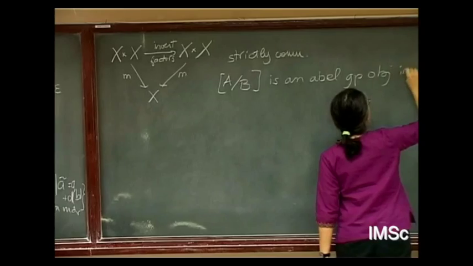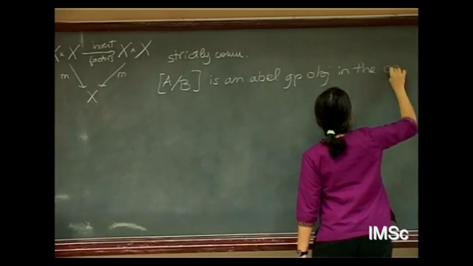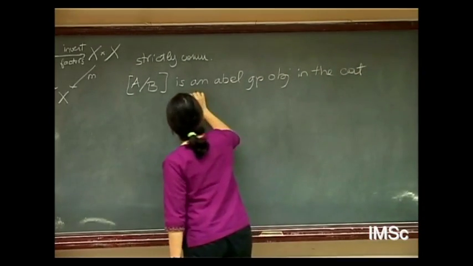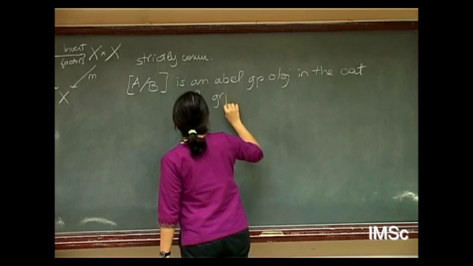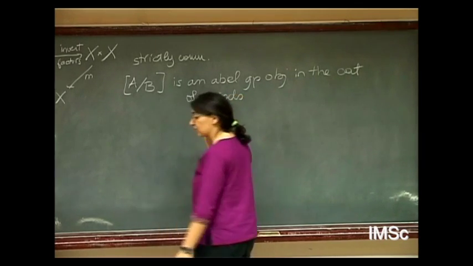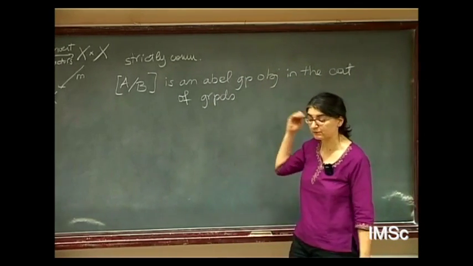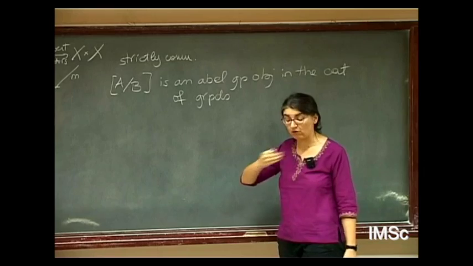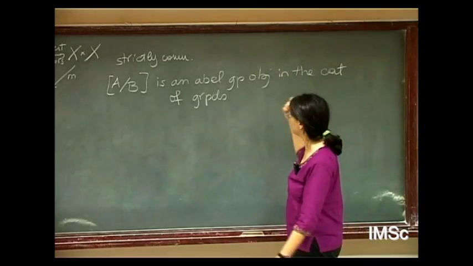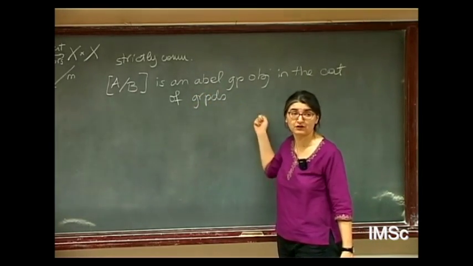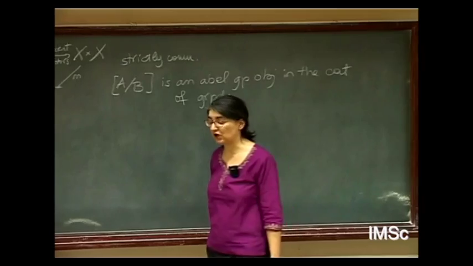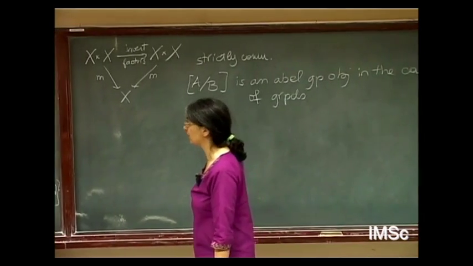in the category of groupoids. Notice that groupoids usually I want to view as a two-category, so I consider also equivalences. But if I stick to groupoids and functors, then this is just an abelian group object.